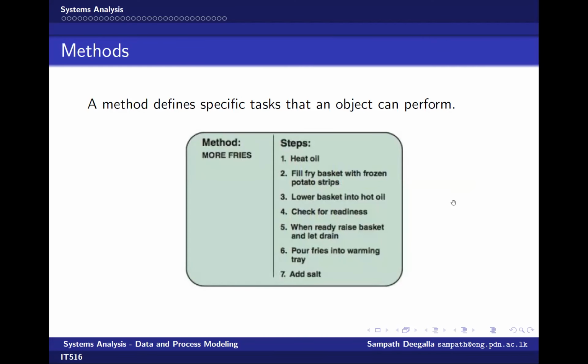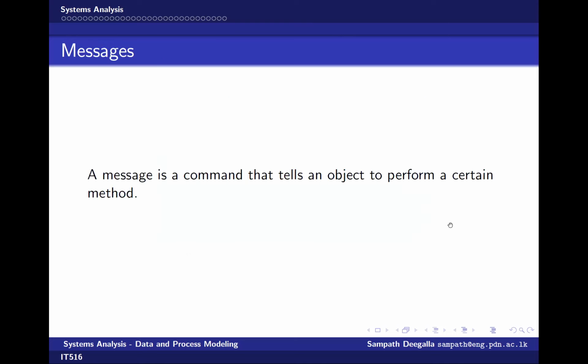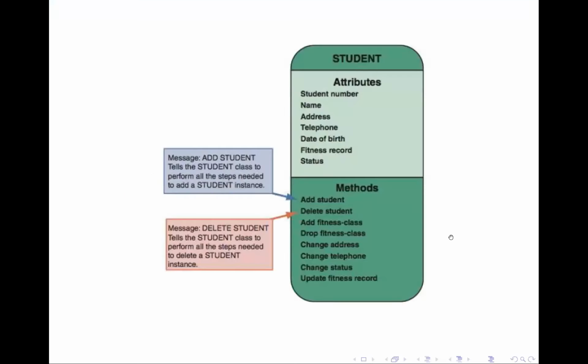When it comes to methods, you know that a method defines a particular task which an object can perform, and you can have a set of objects as well. So these are the things that we were discussing. And object interactions happen through messages. For example, a message tells the object to perform a certain method.